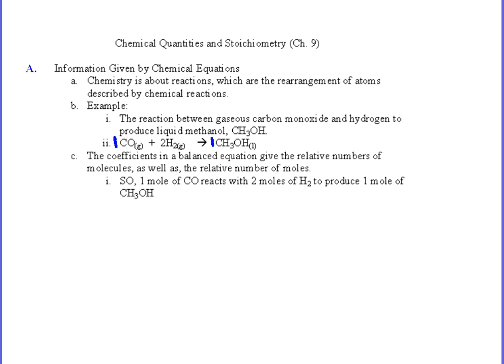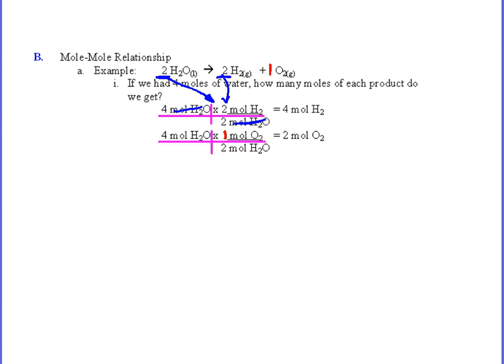And we can use those ratios to convert between different compounds. So in this example, we have 4 moles of water, and we want to figure out how many moles of the products we can make. So how many moles of hydrogen, how many moles of oxygen. So let's see how I set this up. I said, well, if I have 4 moles of water, and this equation says 2 moles of water will produce 2 moles of hydrogen, I set that up as a ratio. Here, 2 moles of water makes 2 moles of hydrogen.